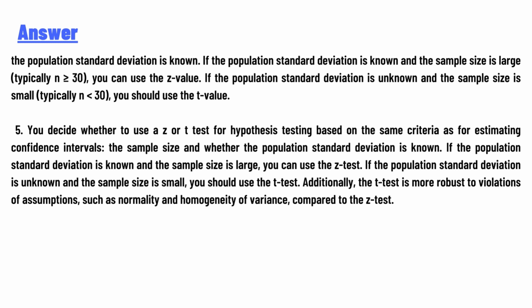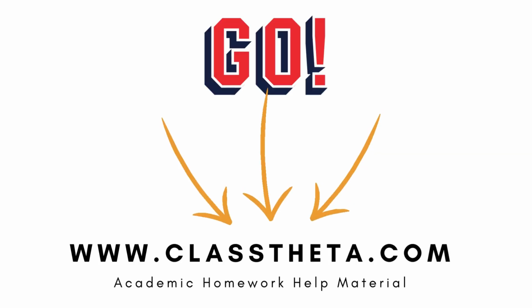Fifth, you decide whether to use a Z or T test for hypothesis testing based on the same criteria as for estimating the confidence interval: the sample size and whether the population standard deviation is known. If the population standard deviation is known and the sample size is large, you can use the Z test. If the population standard deviation is unknown and the sample size is small, you should use the T test. Additionally, the T test is more robust to violations of assumptions such as normality and homogeneity of variance compared to the Z test.